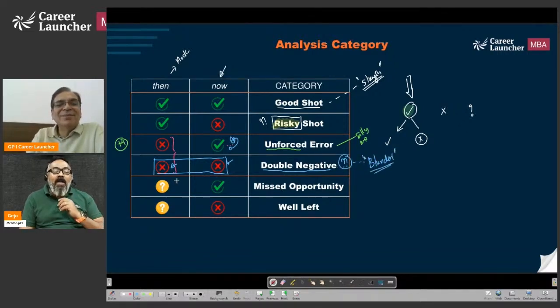ये तो मतलब, if let's say in your paper you realize a substantial number of errors that you're making are errors in this particular category, मतलब तू risky ले रहा है. So then you probably have to evaluate these two things. ये हो गया double negative.